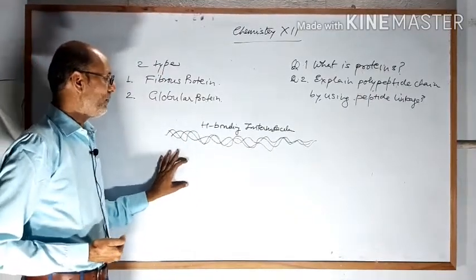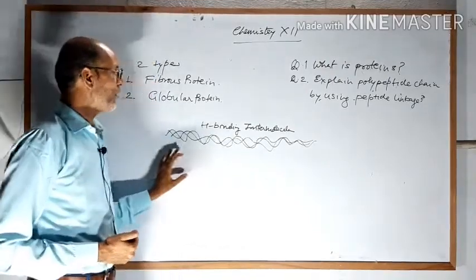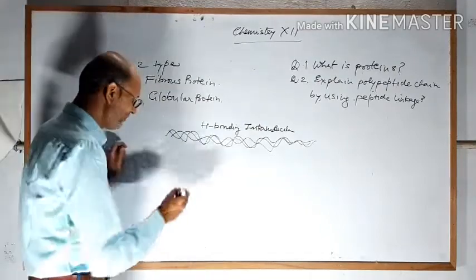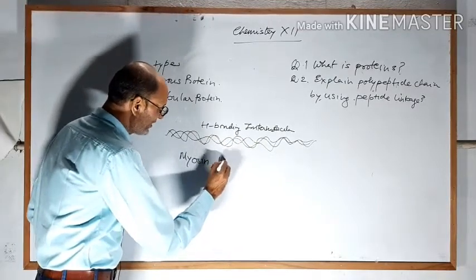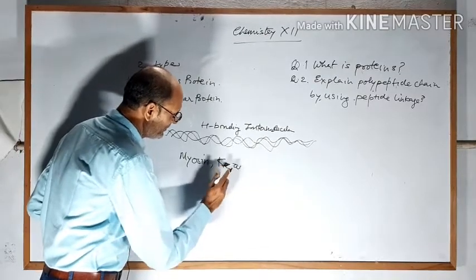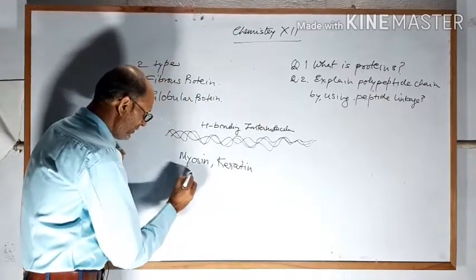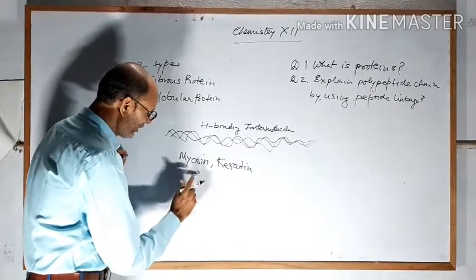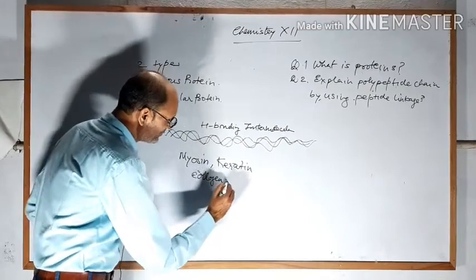They are stable, they are insoluble in water, they are not affected by changing a small amount of pH or acid. They are called fibrous protein. Examples of the fibrous protein are myosin, keratin, fibrinogen, sorry, this is globular protein, collagen, etc.